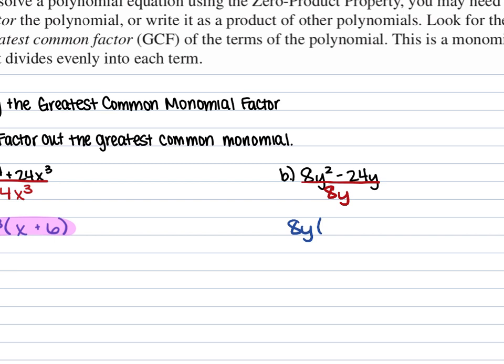It goes out front. 8 divided by 8 is 1. Y squared divided by y is y. The negative 24 divided by 8 gives us negative 3. And y divided by y is 1, so negative 3 times 1 is just negative 3. So 8y times y minus 3 is our answer for that one.